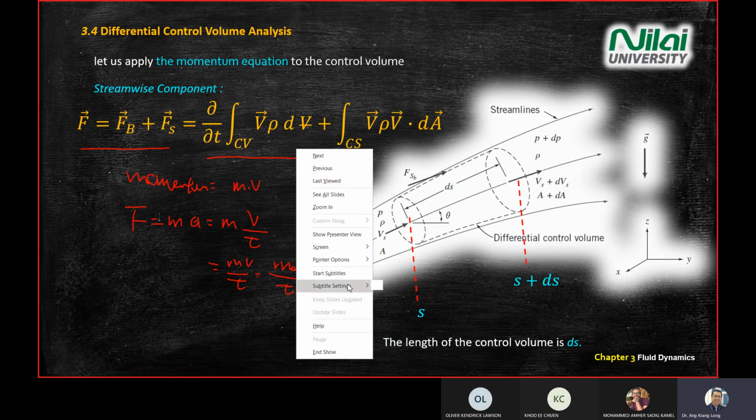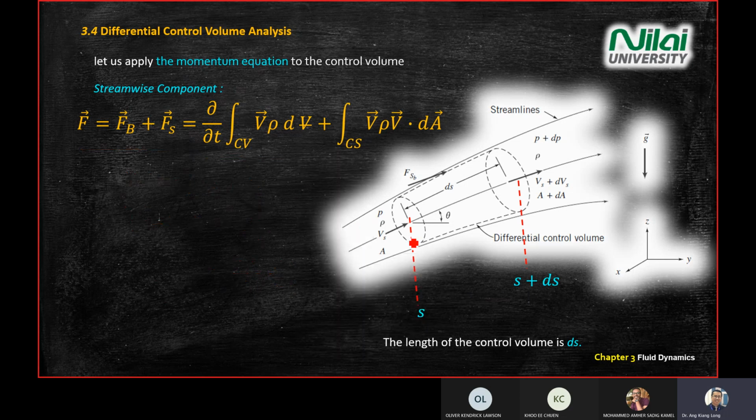However, in this case, we are focusing on a certain direction, which is along the streamline, so along the S direction. On the left-hand side, we have forces, body force plus surface force. On the right-hand side, again we see the control volume term and the control surface term: volume integral of rho v plus the surface integral of velocity times rho v dot dA. If you're not sure about the momentum equation, go back to the previous slides for the momentum equation content.